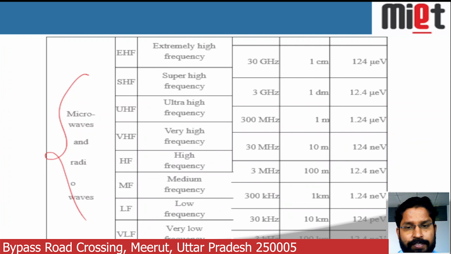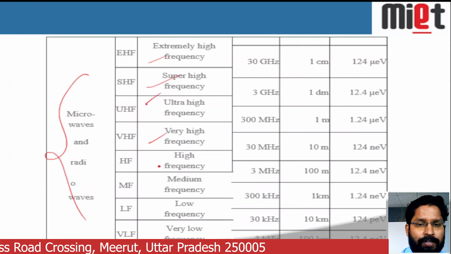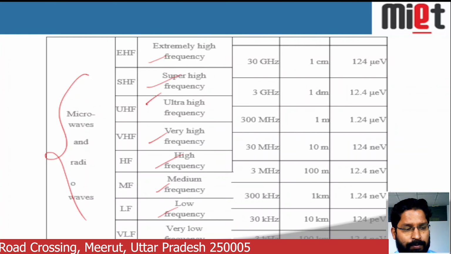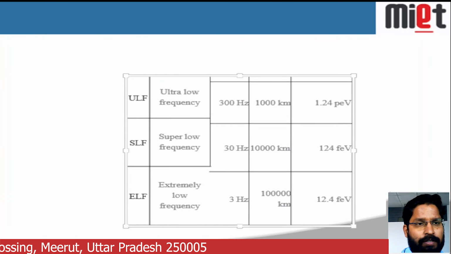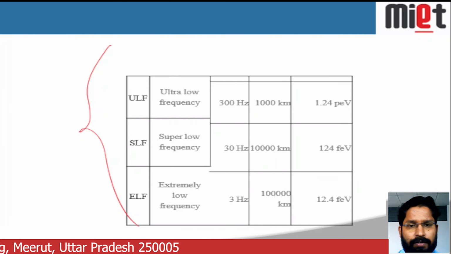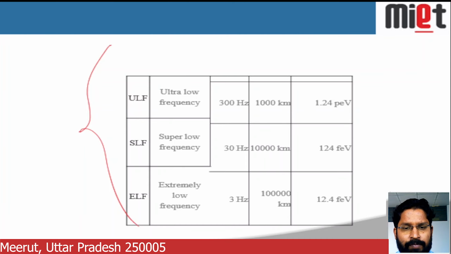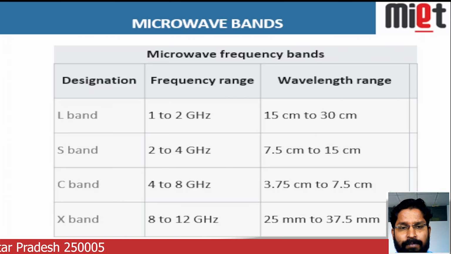These are the microwave frequencies, meaning extremely high frequency, super high frequency, ultra high frequency, and these are the different microwave frequencies. And these are the ultra wide band, super low frequency, and extremely low frequency also given here. And the microwave spectrum is given here, as you can see. We also discussed this in the previous classes.